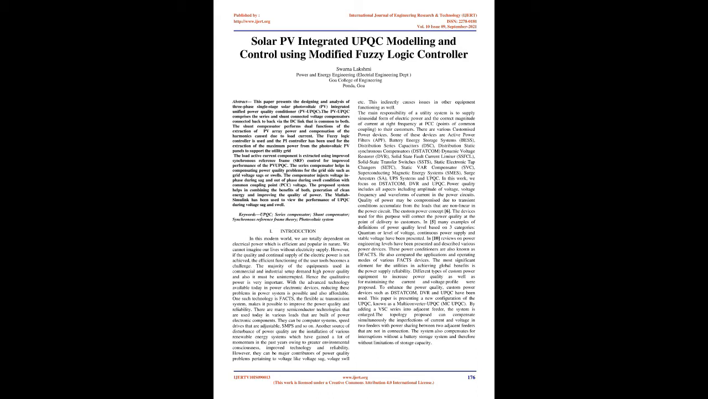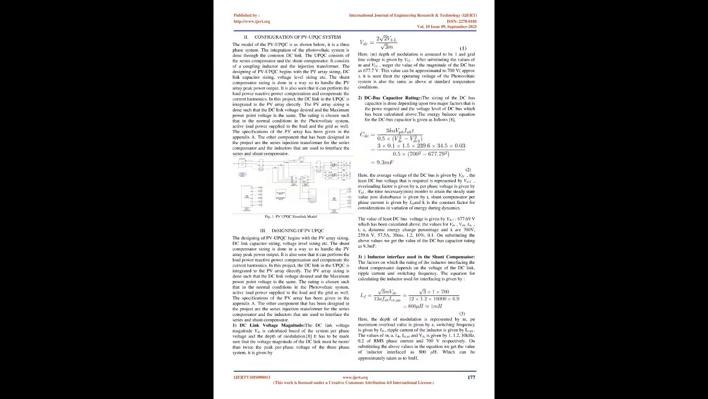Another source of disturbance of power quality is the installation of various renewable energy systems, which have gained a lot of momentum in the past years owing to greater environmental consciousness, improved technology, and reliability. However, they can be major contributors of power quality problems pertaining to voltage, like voltage sag, voltage swell, etc. This indirectly causes issues in other equipment functioning as well. The main responsibility of a utility system is to supply sinusoidal form of electric power and the correct magnitude of current at right frequency at PCC, point of common coupling, to their customers.